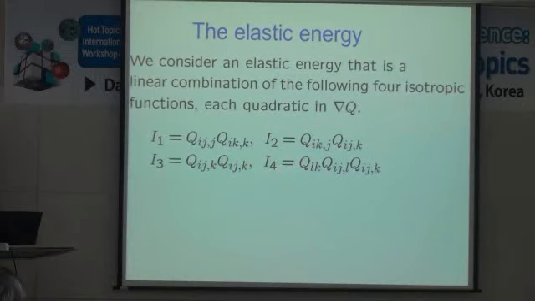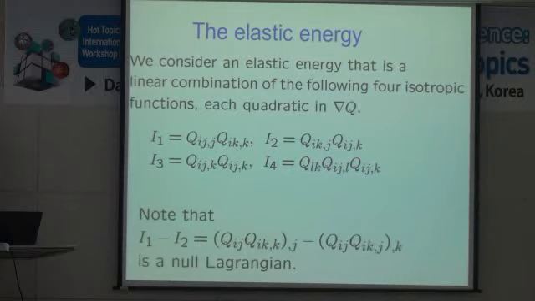Now I4 is more contentious. It's one of six possible cubic terms which are isotropic and quadratic in the gradient of Q. But there's this Q out the front, so this also depends on Q. So I'm going to take for the elastic energy a linear combination of these things. One could have taken all the cubic terms if you wanted, but this is a sort of representative case.